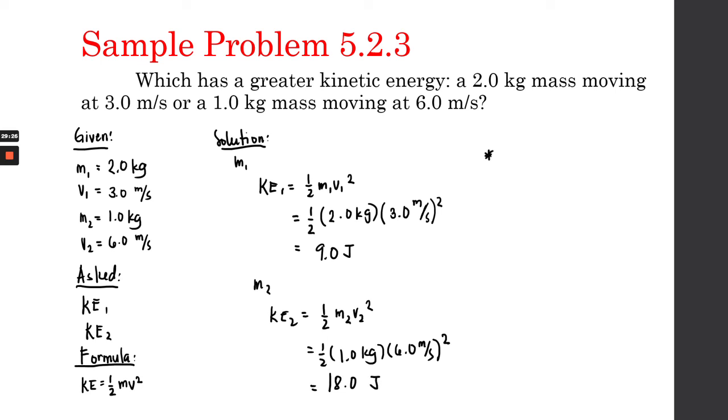So let's go back to the question, which has a greater kinetic energy? Now, mass 2 has greater kinetic energy. And we know that this should be the case because mass 2 is moving at a higher speed compared to mass 1. So that is the kinetic energy of an object, and how we solve for it. You just need the mass of the object and how fast the object is moving. I hope that is clear.